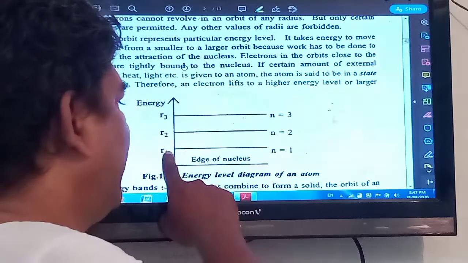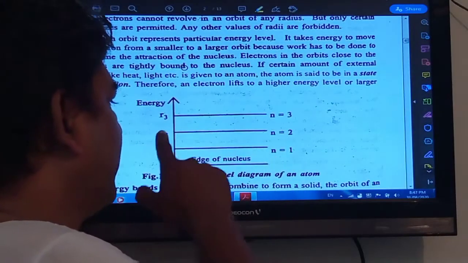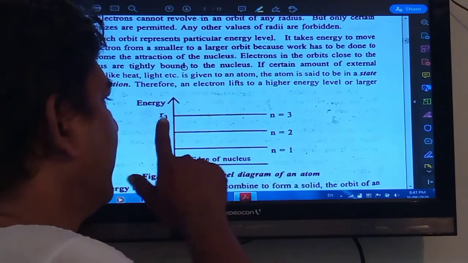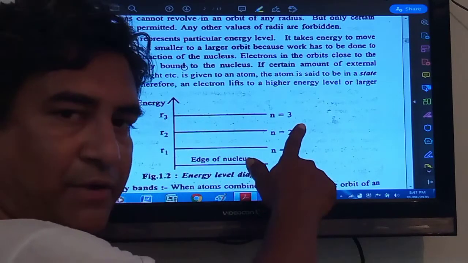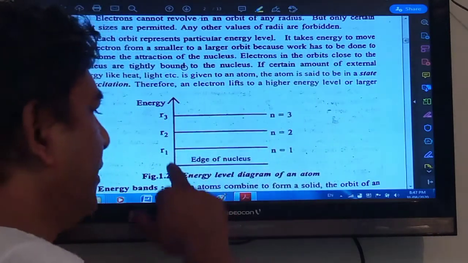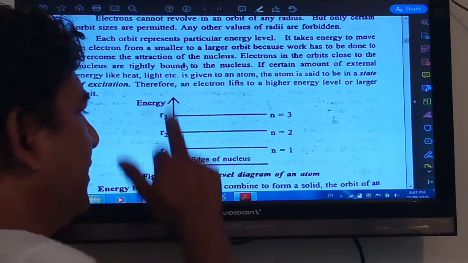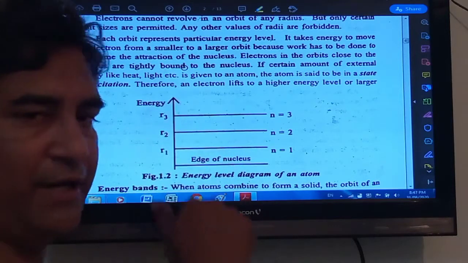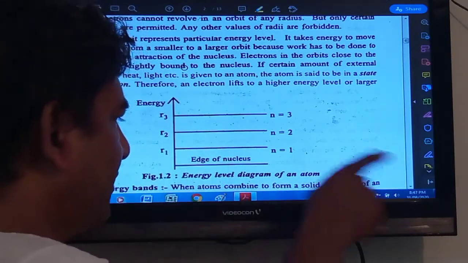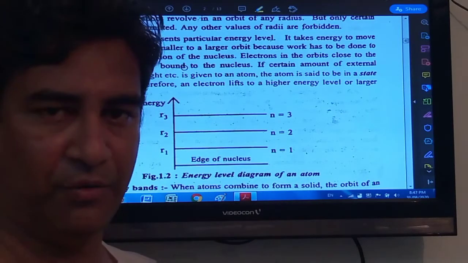So for radius 1, you have n is equal to 1. For radius 2, you have n is equal to 2. For radius 3, it is indicated with n is equal to 3. The y-axis indicates the energy, and on the x-axis we have the different types of nuclei.